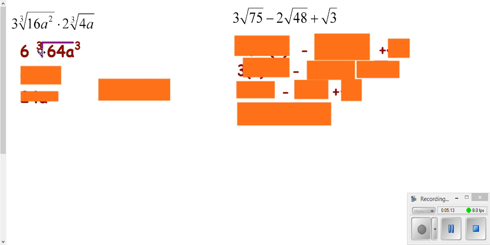Now I'm dealing with a cube root. Want to write the inside as perfect cubes. And the cube root of 64 is just 4. The cube root of my a cubed is just a. So I really get 6 times 4, which is 24.